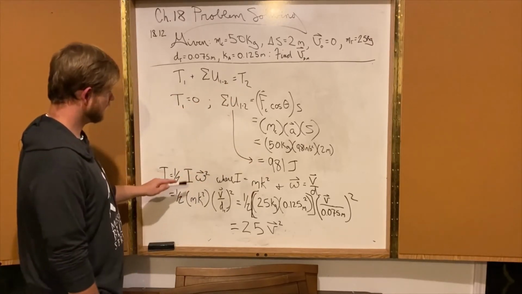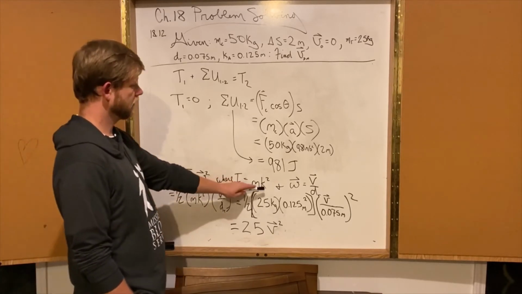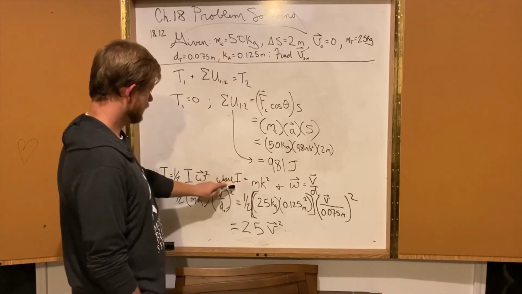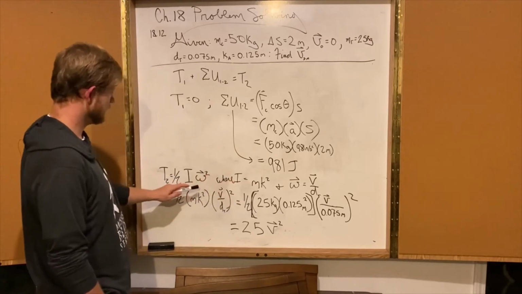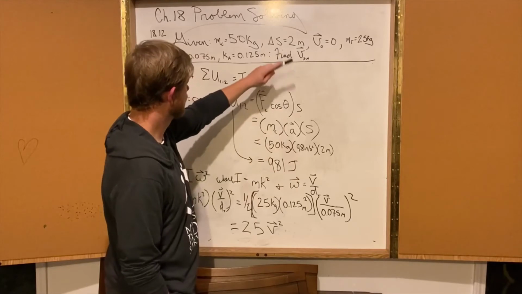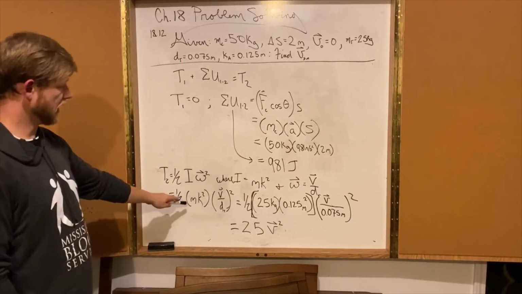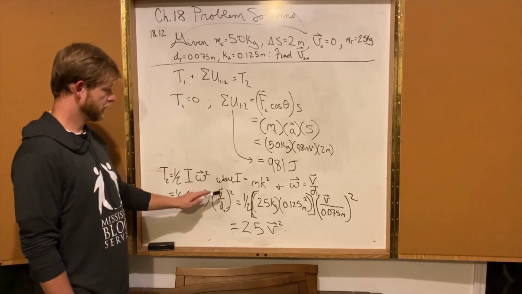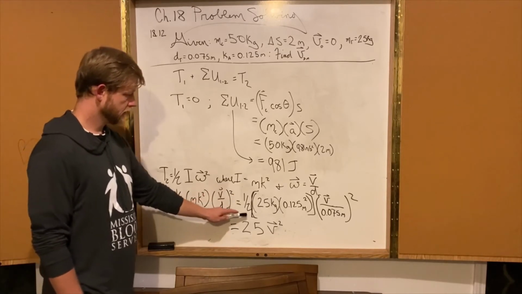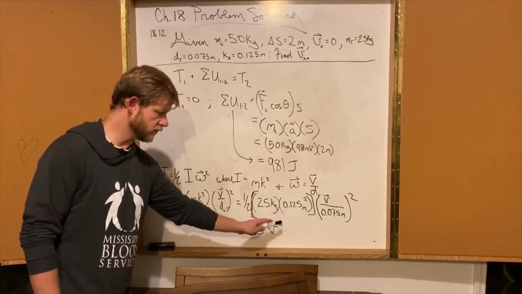T2 is 1/2 the moment of inertia times the angular velocity squared. Here, since we have the radius of gyration, we say I is equal to the mass times that squared. And for the angular velocity, we have to divide the velocity by the radius of the reel, which is 0.075. So we have 1/2 the mass times the radius of gyration squared times the angular velocity squared. That gives us a total of 25 V squared.